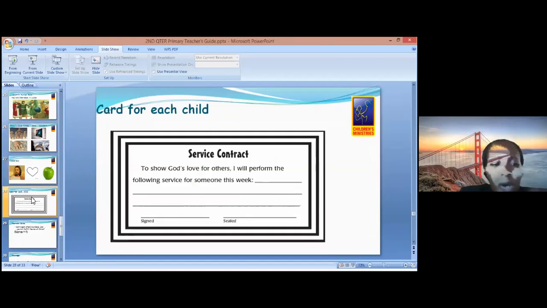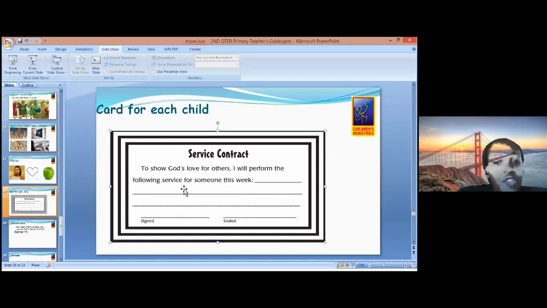Then at the back of the teacher's editions, where these teacher's editions end, we have activities. We have printable activities that we can use, and they are all listed. For example, I got this service contract card from the activities of the primary lesson. Now, this service contract card reads, to show God's love for others, I'll perform the following service for someone this week. Remember, this lesson was about Paul and Barnabas performing a miracle, and they healed a man who walked again. So now this is a vow, this is a card that you can print out.